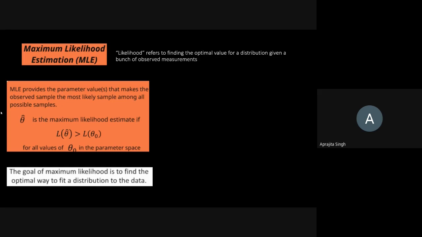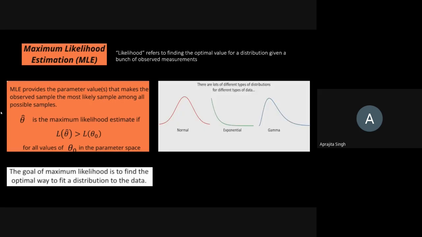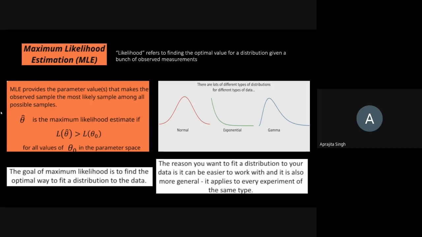Okay. Now, the goal of maximum likelihood is to find out the optimal way to fit a distribution to the data. Whatever data is there, how do you fit the distribution to the data? That is the goal of maximum likelihood. There are a lot of different distributions for different types of data: normal, exponential, gamma distribution. But the reason you want to fit a distribution to your data is it can be easier to work with, and it is also more general. Once it becomes more general, you can apply it to various experiments of the same type.